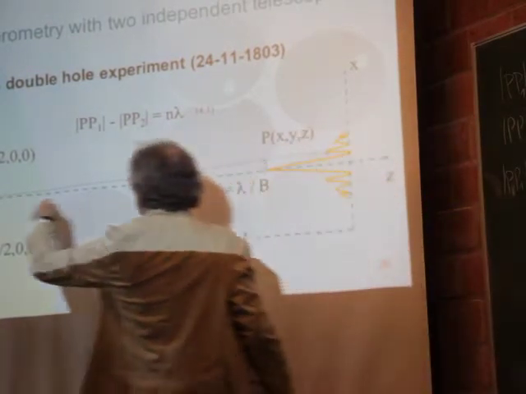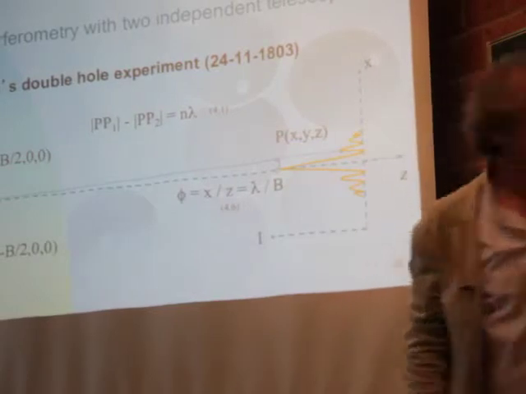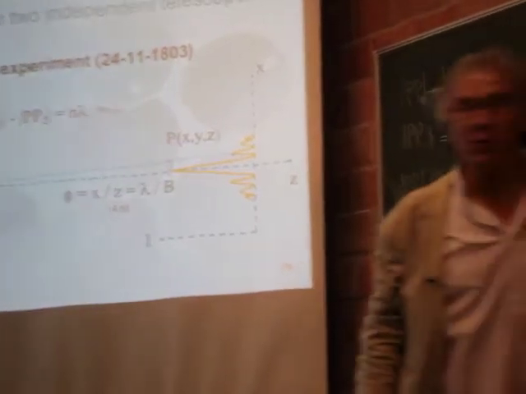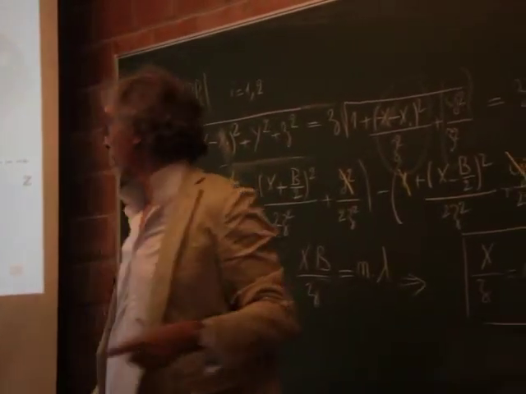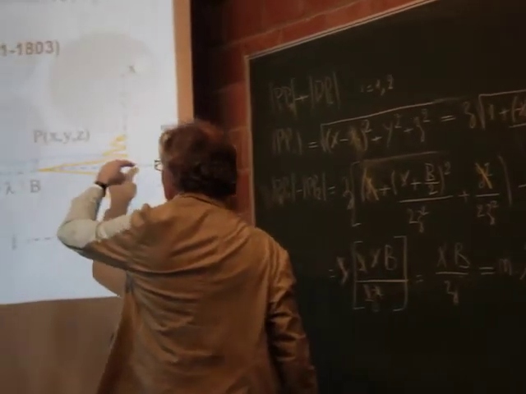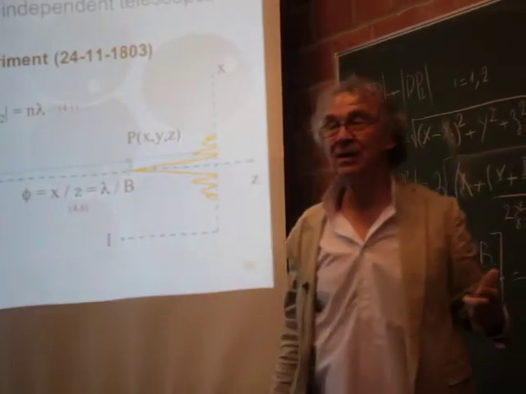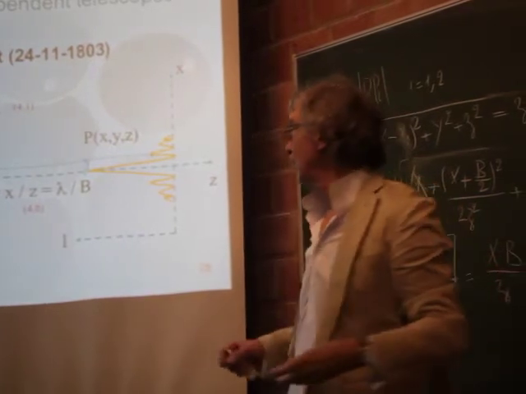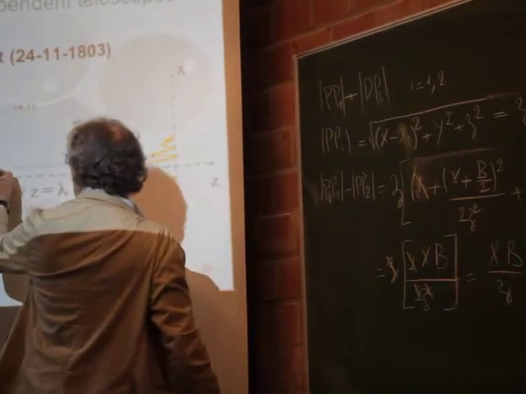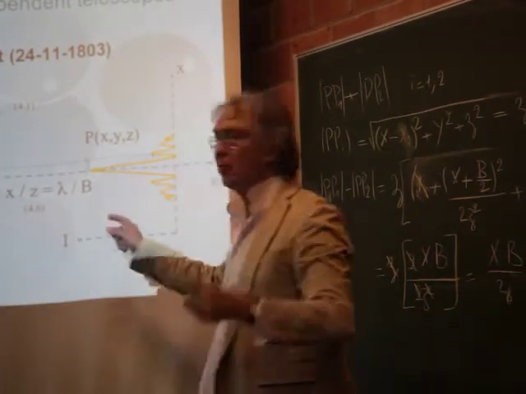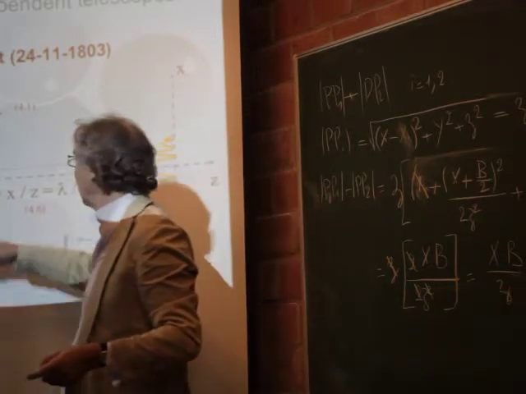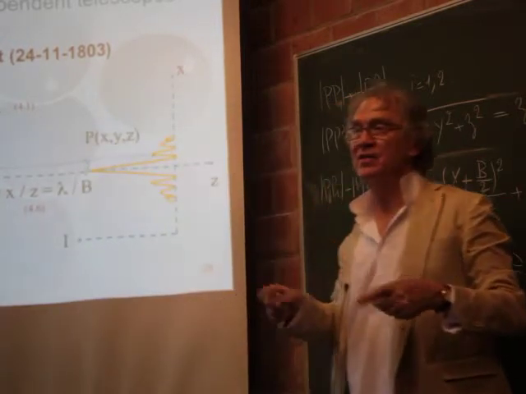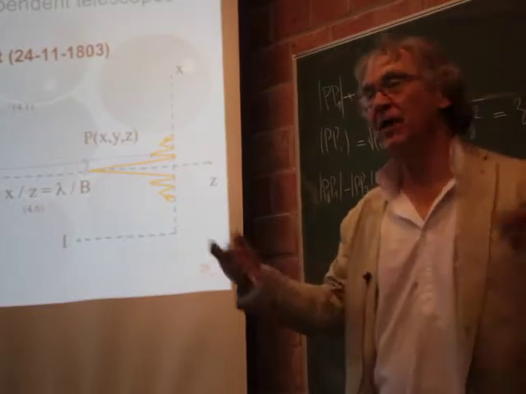This is the z distance, yeah? So could you tell me what represents x over z? This? The tangent, yeah, of this angle. This angle that I call phi, yeah? And the tangent is so small that it is equal to the angle in radians, yeah?